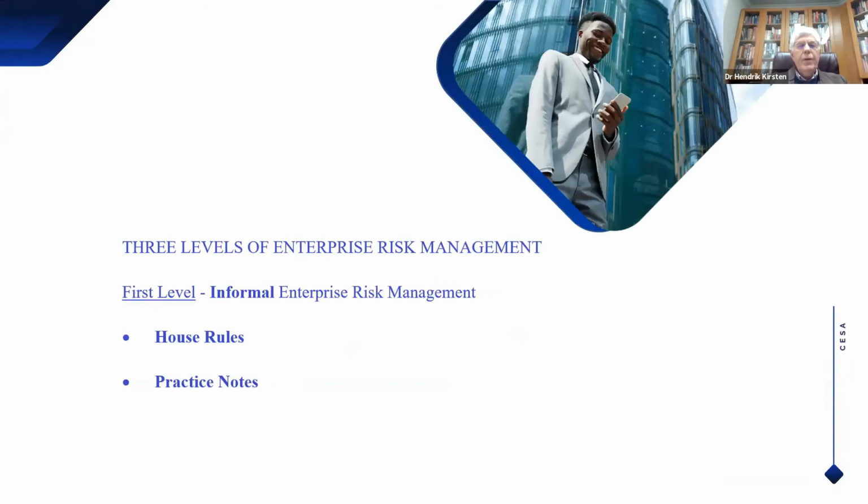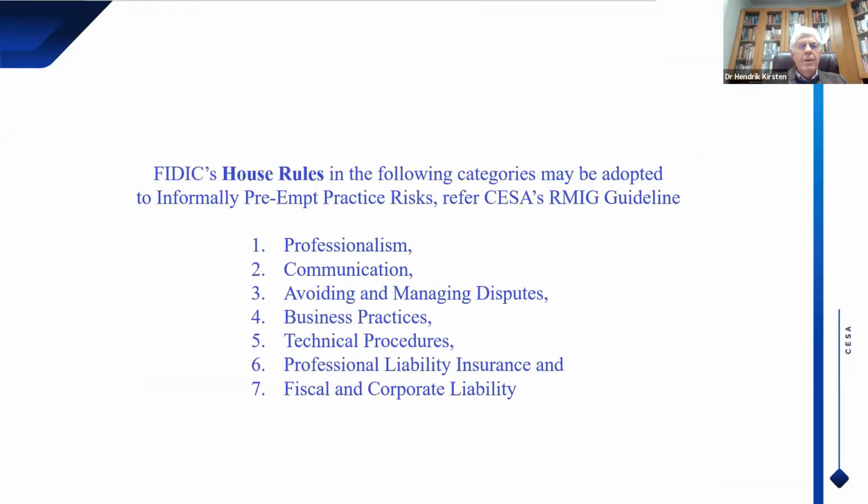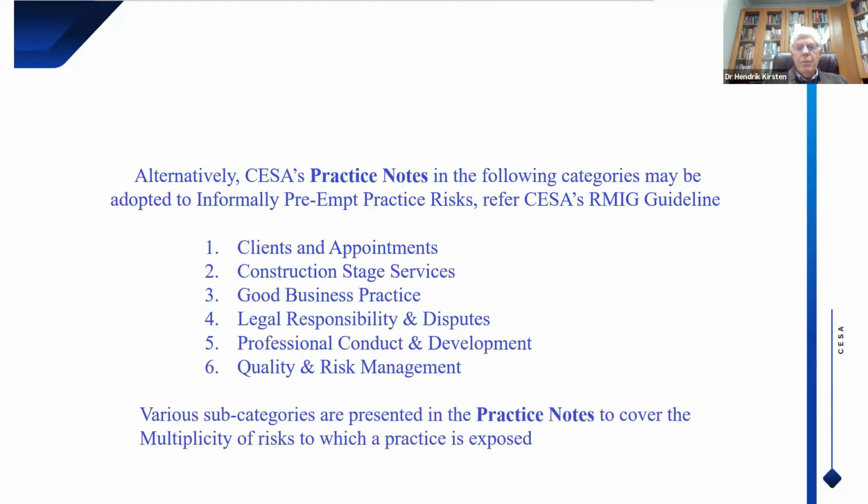First level, informal enterprise risk management. And we have available in this regard house rules and practice notes. FIDIC's house rules in the following categories may be adopted to informally preempt practice risks: professionalism, communication, avoiding and managing disputes, business practices, technical procedures, professional liability insurance, and fiscal and corporate liability. You'll identify these categories from your business.